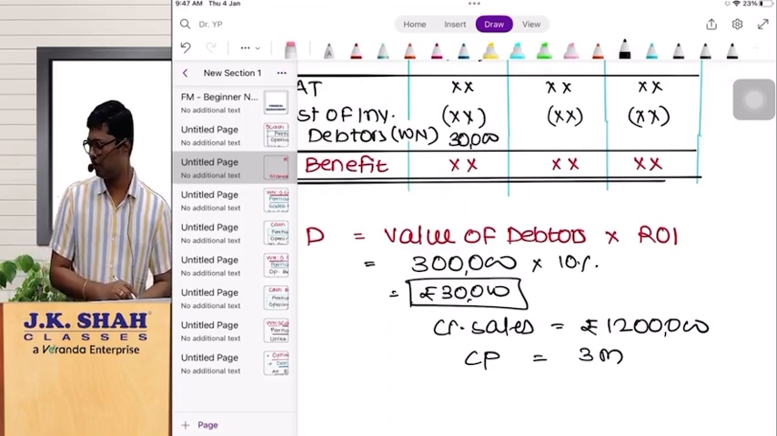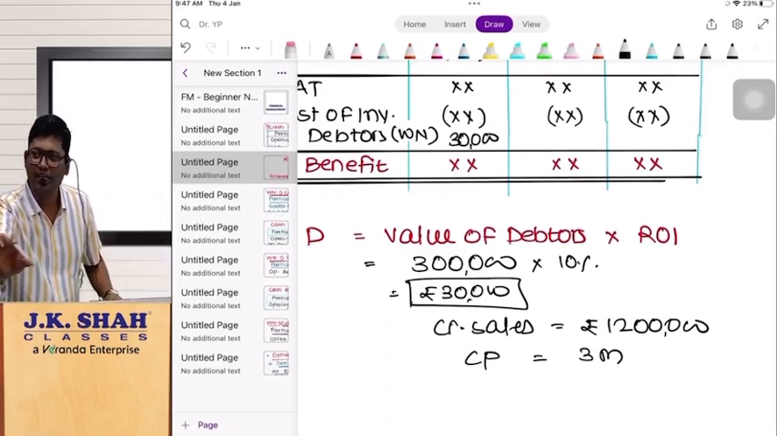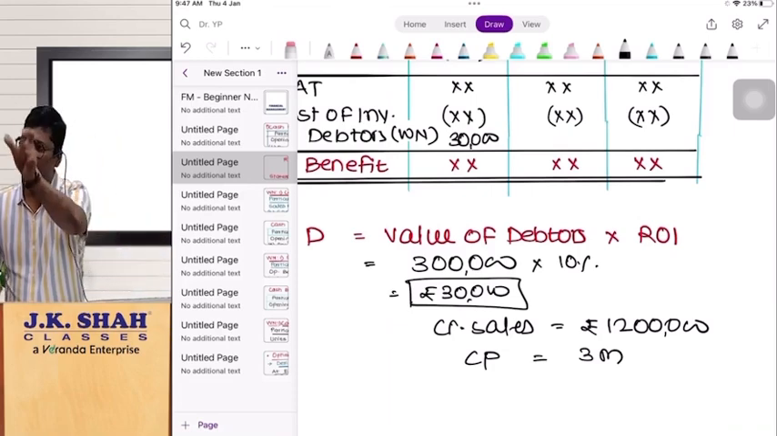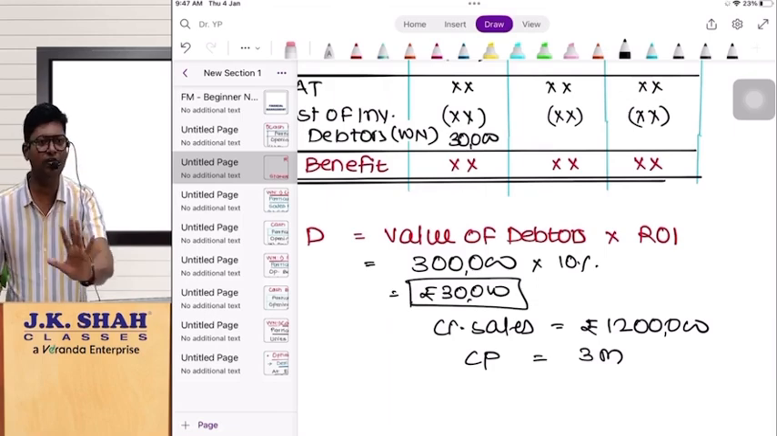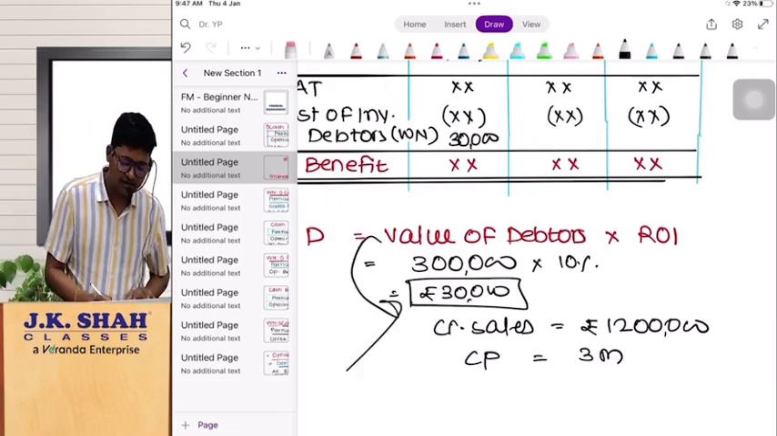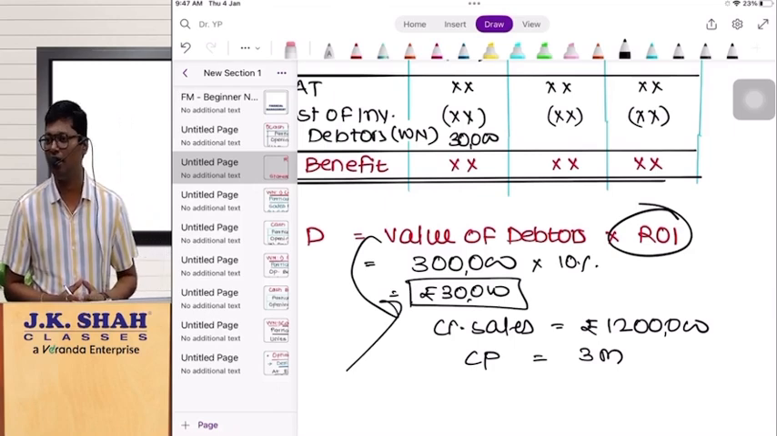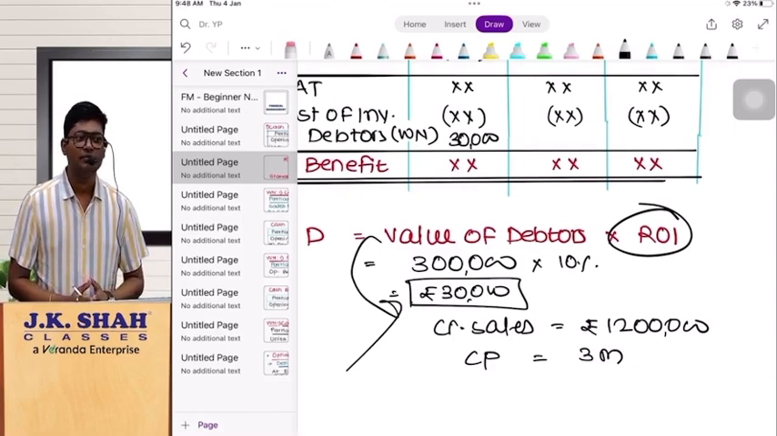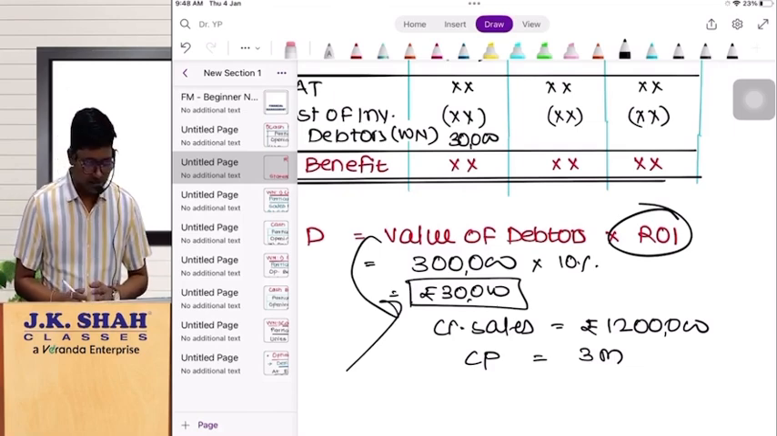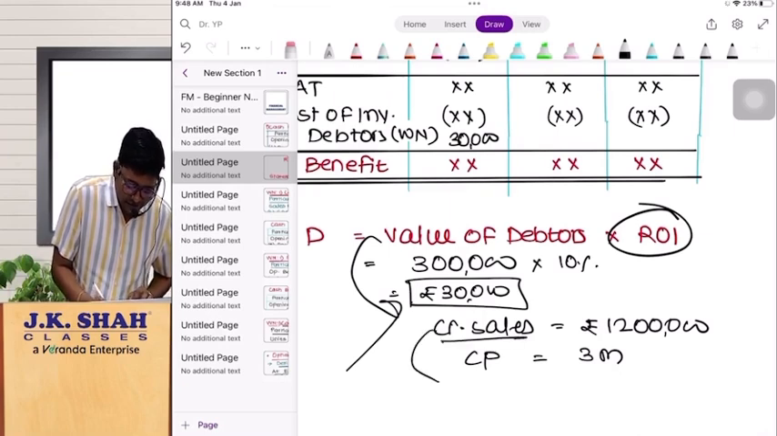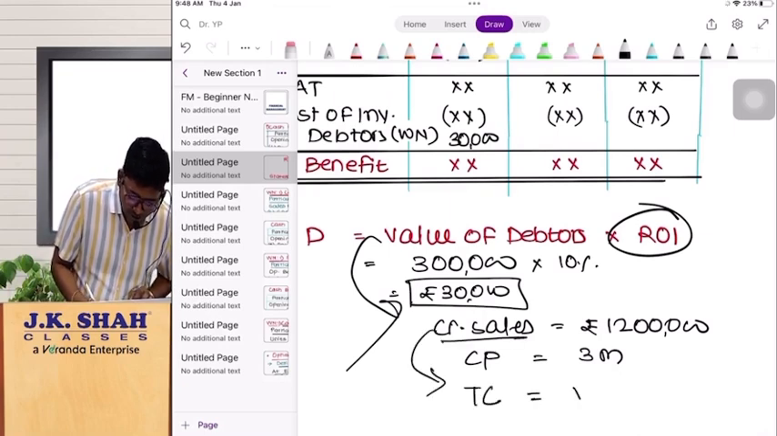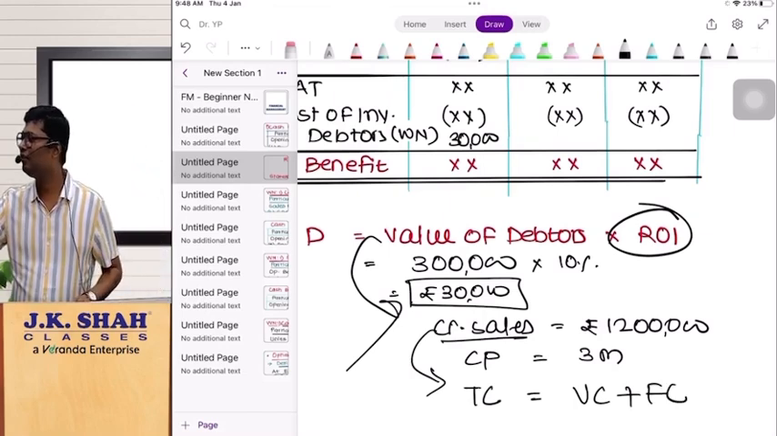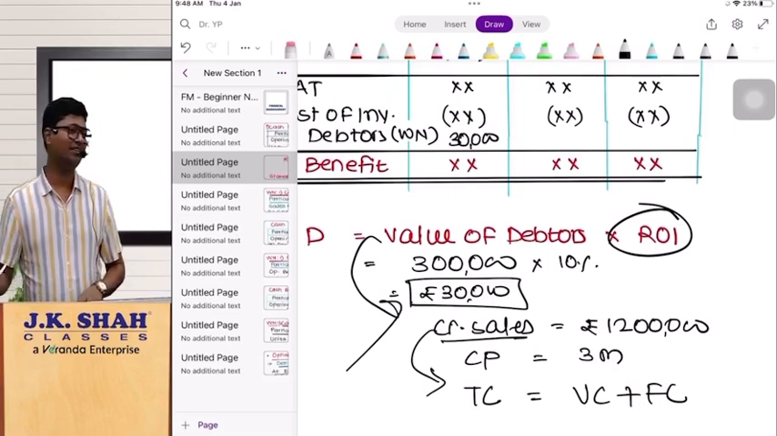Understood. Value of debtor is not new for you because the working capital chapter is over. Whenever you are calculating value of debtor, the formula to be used is credit sales into credit period divided by 12 or 365 or 52. That will give you value of debtor, and once value of debtor is available, you are going to multiply that by ROI. But this calculation is correct when you are solving a sum under total basis. If you are solving a sum under cash cost basis, instead of credit sales, you should consider total cost, and total cost means variable cost plus fixed cost. So alternatively, debtors can also be valued on the basis of cost.